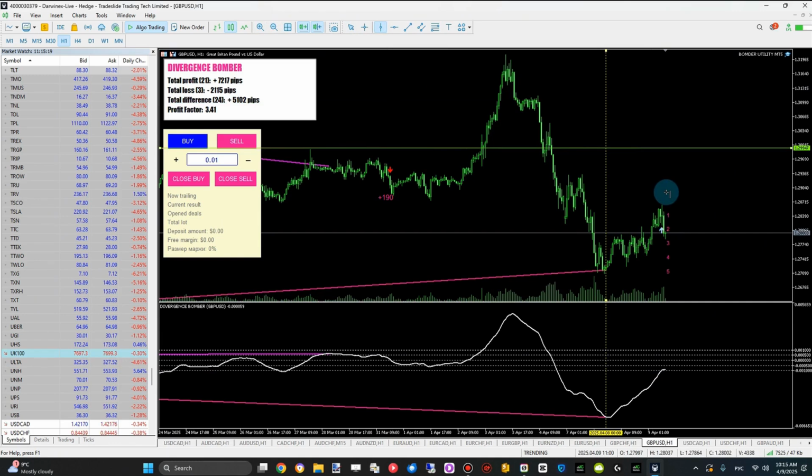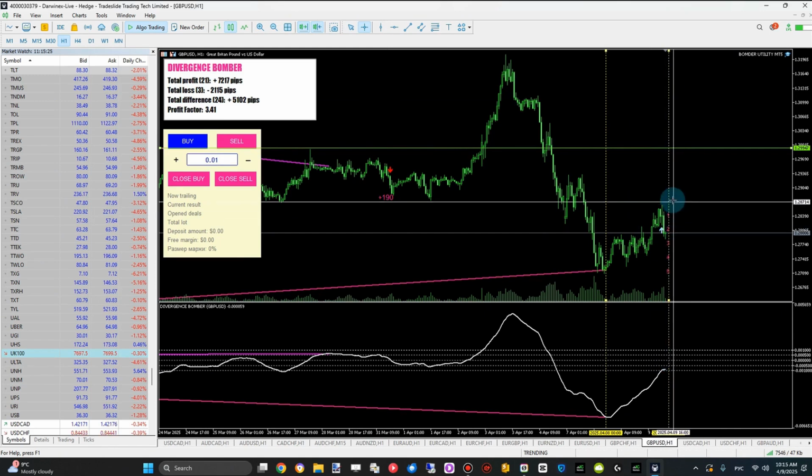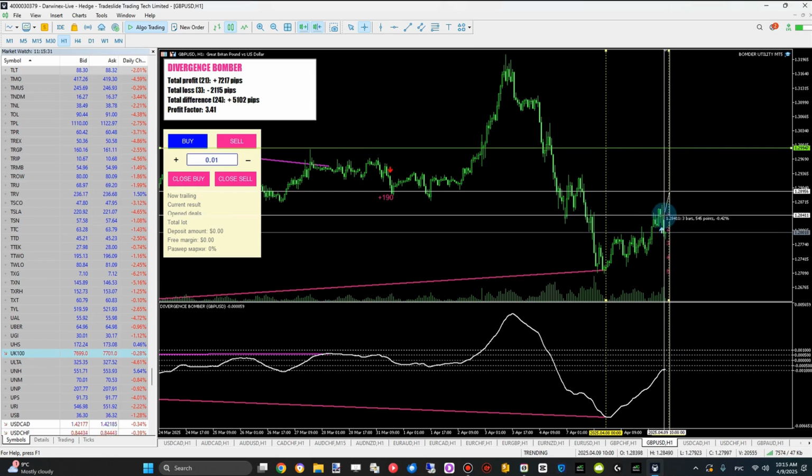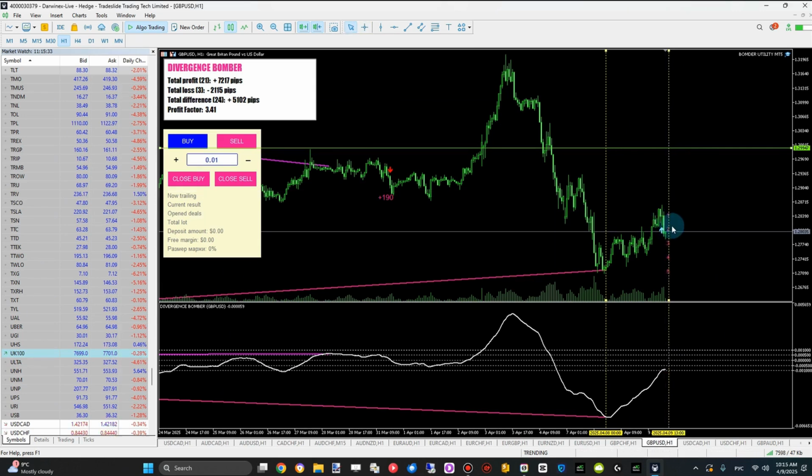And the utility will close the signal after the indicator touches this central zero line. This will, let's say, happen somewhere around here. In this way, we will earn about 500 points on this divergence.